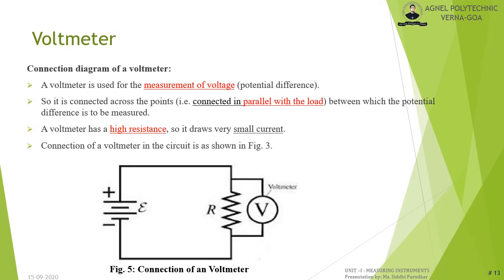Similarly, a voltmeter is used for measuring voltage across the load. Now, the voltmeter is always connected in parallel with the load across which the potential difference or voltage has to be measured. This voltmeter has a high resistance. Thus, minimum current flows through this high resistance path. Therefore, it does not alter any circuit parameters.